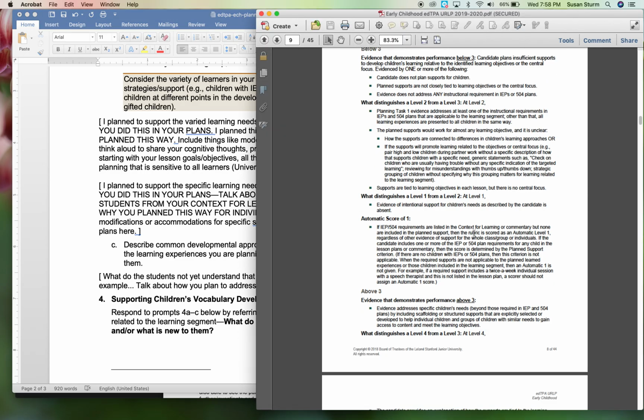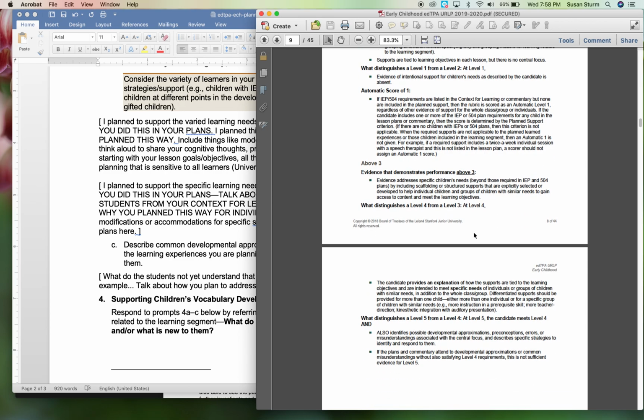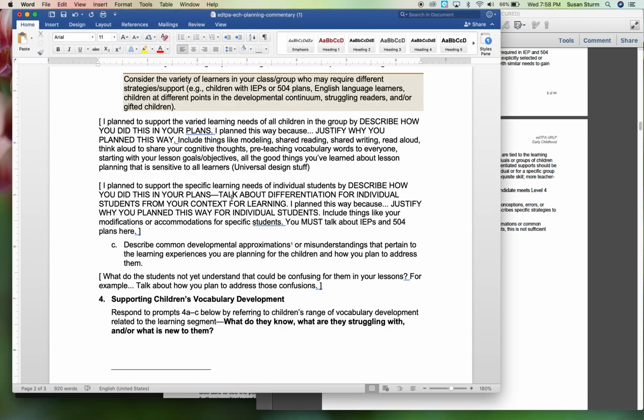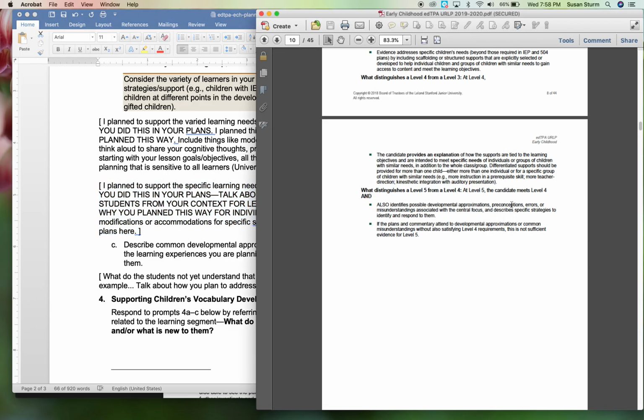So above a level 3 on this one, you're providing an explanation of how the supports are tied to the learning objectives and are intended to meet the specific needs of individuals or groups of children with similar needs in addition to the whole class. So that would be your groups down here, and talking maybe about students who struggle to read or write. And differentiated support should be provided for more than one child, either more than one individual or for a specific group of children with similar needs.